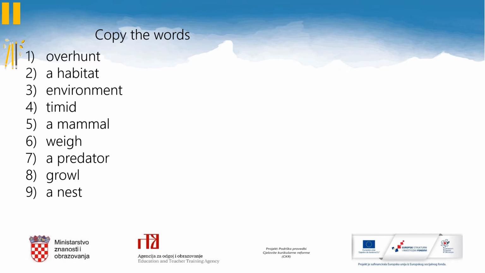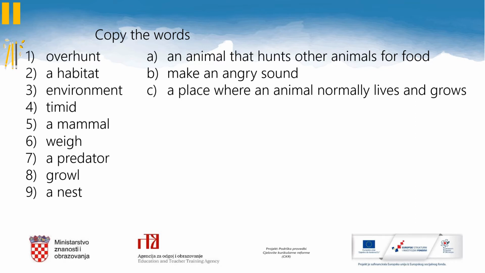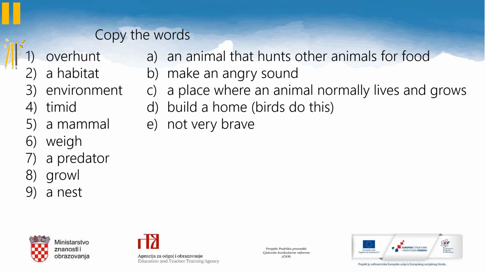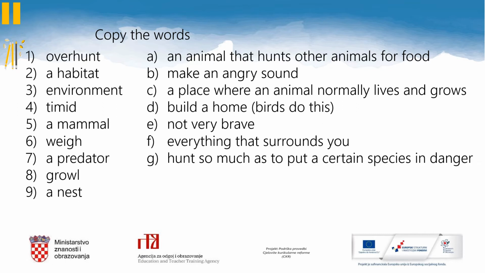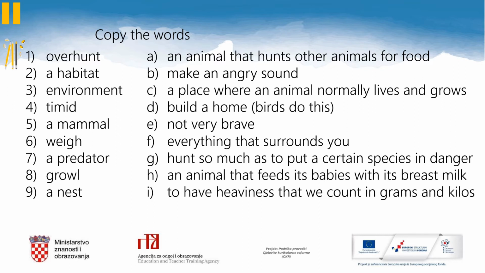Now, let's look at the explanations of the words. An animal that hunts other animals for food. Make an angry sound. A place where an animal normally lives and grows. Build a home. Birds do this. Not very brave. Everything that surrounds you. Hunt so much as to put a certain species in danger. An animal that feeds its babies with its breast milk. To have heaviness that we count in grams and kilos.